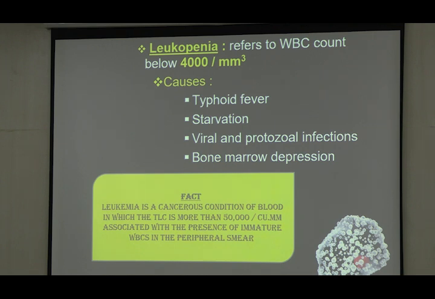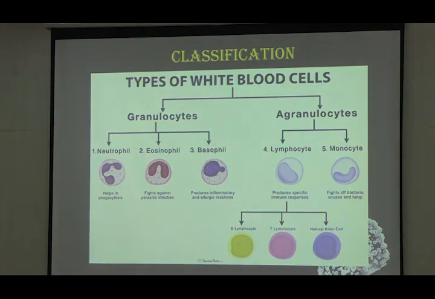Leukemia is a cancerous condition of blood in which the TLC, the total leukocyte count, is more than 50,000. Normally it is up to 11,000. So now it is 50,000 in case of leukemia. These are abnormal, associated with the presence of immature WBCs in the peripheral smear.